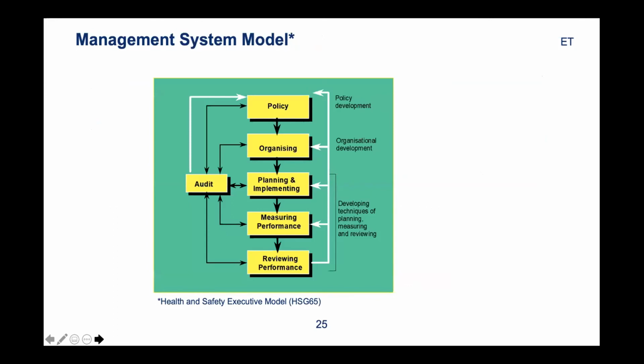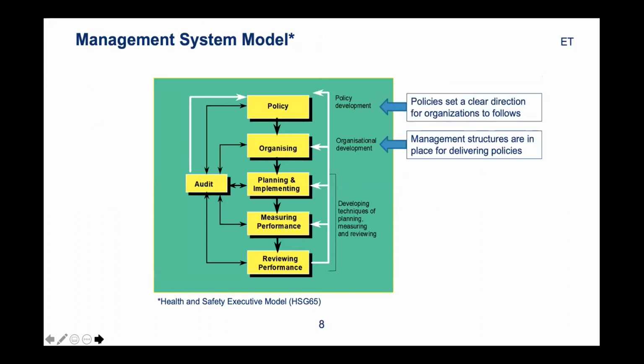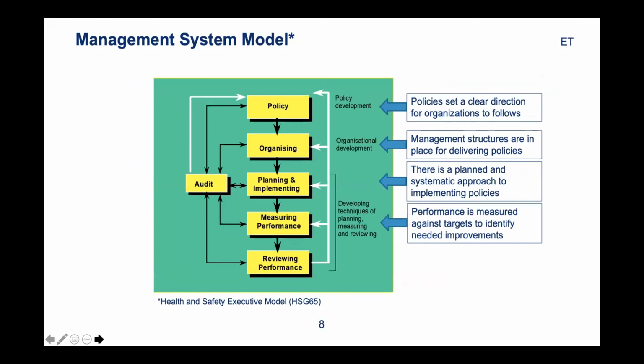So the management systems model, over the next few slides, I'm just going to go through what we mean by that. Thank you, Amin. Okay, so it starts off with policies, setting clear direction for the organization to follow. Then we put in those management structures, making sure they're in place for delivering those policies. There's a planning component, ensuring that there's a systematic approach to implementing those policies. And then we get into the measurement of performance. Performance is measured against the targets that were set, identifying any areas where there might be a need for improvement. And then the last one is about learning from those experiences.